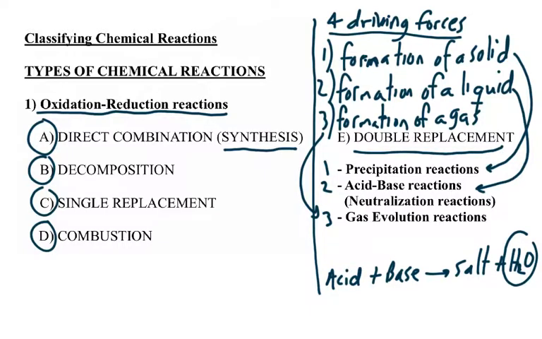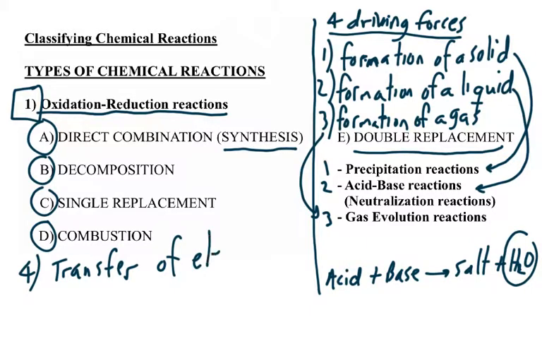There is a 4th driving force, and that's responsible for driving the 4 that you see on the left-hand column. So the 4th one is called a transfer of electrons. So when there's a synthesis, a decomposition, a single replacement, or a combustion, what drives those reactions is that electrons are transferred. See, that does not take place with double replacements. That's why double replacements are in their own separate category.